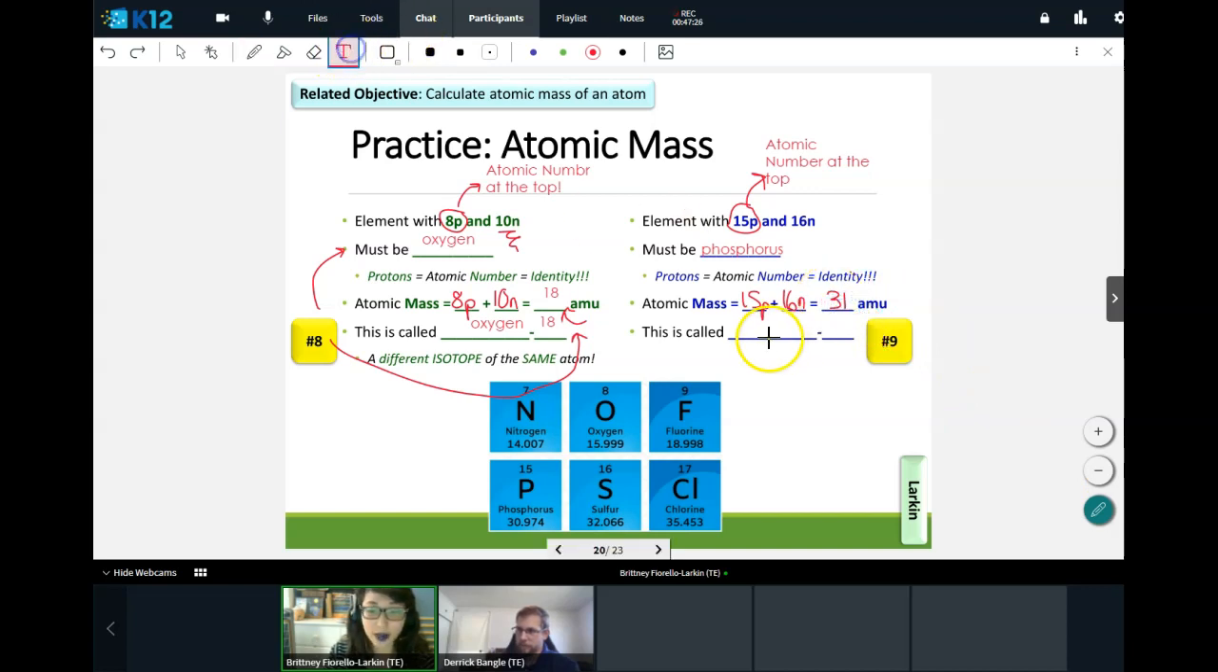And so our name here would be what? Phosphorus what? Yep, phosphorus-31. Excellent. This is the answer to number 9. Again, identity is phosphorus. Mass here is 31 AMUs.